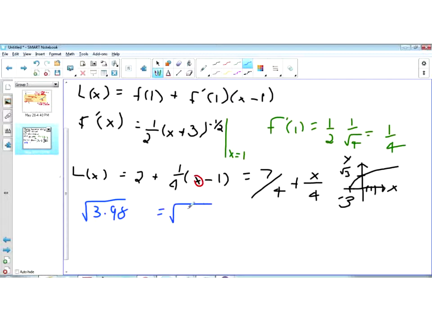Well, in this case, the square root of 3.98 is equal to the square root of 3 plus 0.98. So we'll take our x then to be 0.98. And that's pretty close to 1, right? I think you would have to agree that 0.98 is pretty close to 1 because you see how it has to match up with that right there, okay?